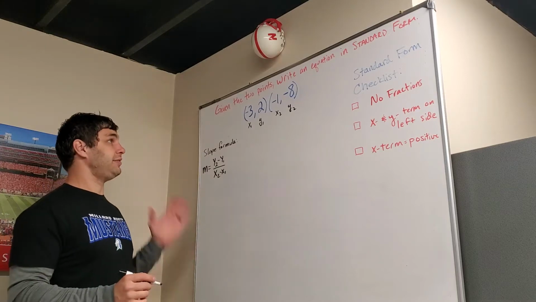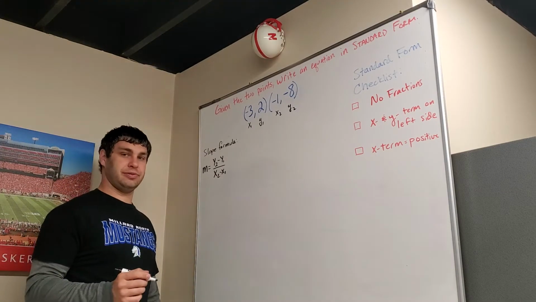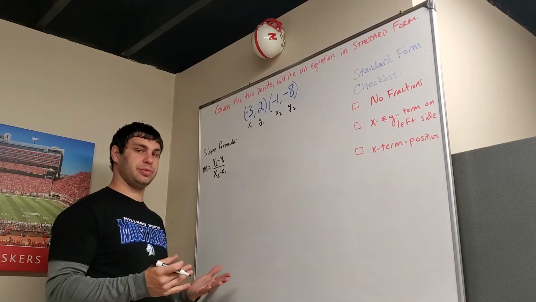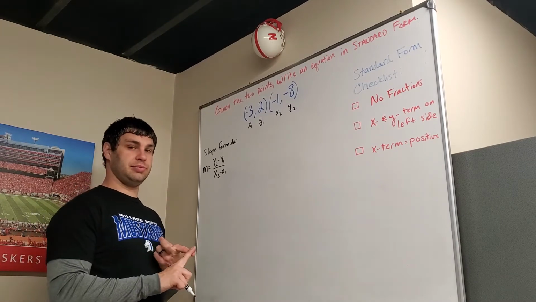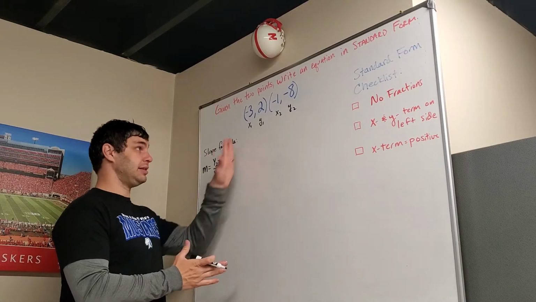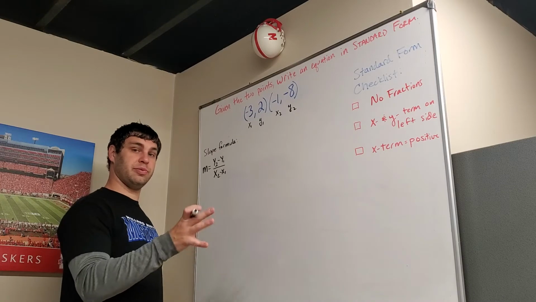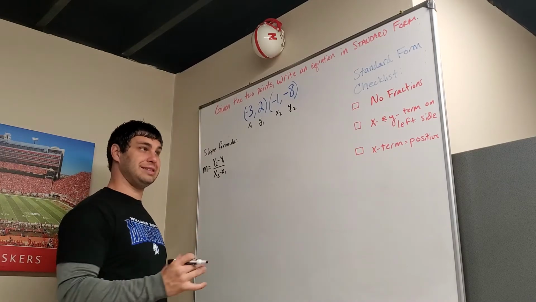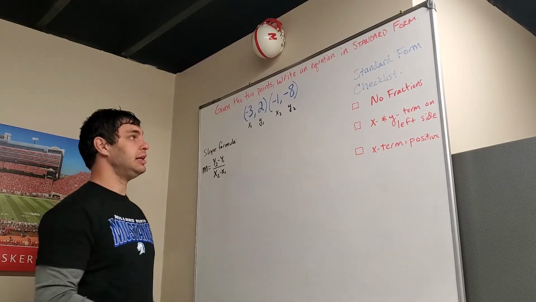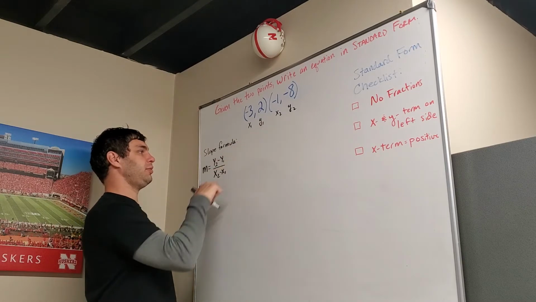This problem says, given the 2 points, write an equation in standard form. So since we have 2 points, we need to first find a slope given those 2 points, and then we're going to have a point and a slope that we can use point-slope form to transition into standard form using our checklist. So first let's find the slope using the slope formula.